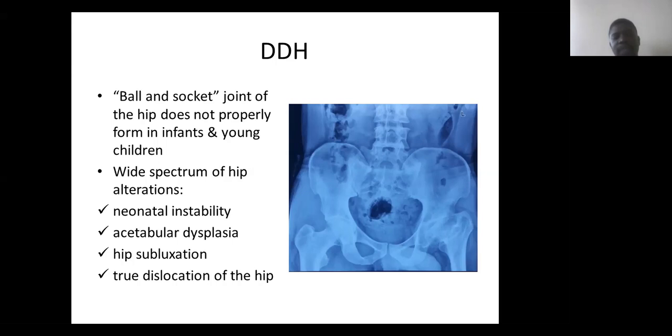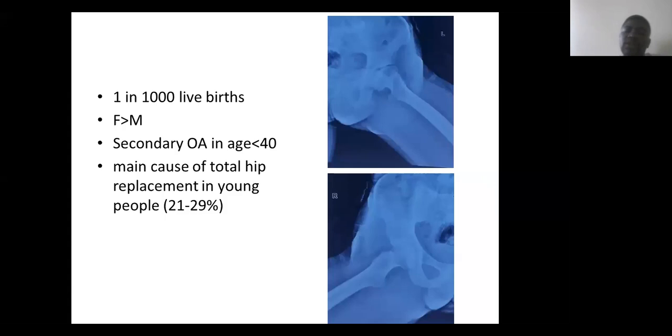This occurs in 1 in 1,000 live births, being more common in females, and DDH is a cause of secondary hip osteoarthritis in patients less than 40 years. It is also a main cause of total hip replacement in young people, in about 21 to 29% of cases, written as secondary arthritis.